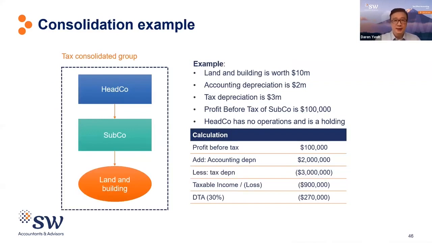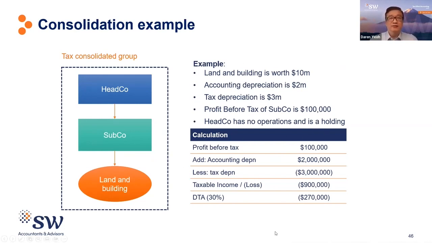Okay, so let's look at a simple example. Firstly, assume that the head company does not have anything, no P&L within it. It is a simple dormant holding company. The subsidiary has land and building worth 10 million. Let's say accounting depreciation is 2 million and tax depreciation is 3 million. So accounting depreciation is less than tax depreciation, so this will reverse as more taxes in the future. So you have a deferred tax liability as a result of that. The profit of the subsidiary is 100,000. Again, assume the head company has nothing in it.